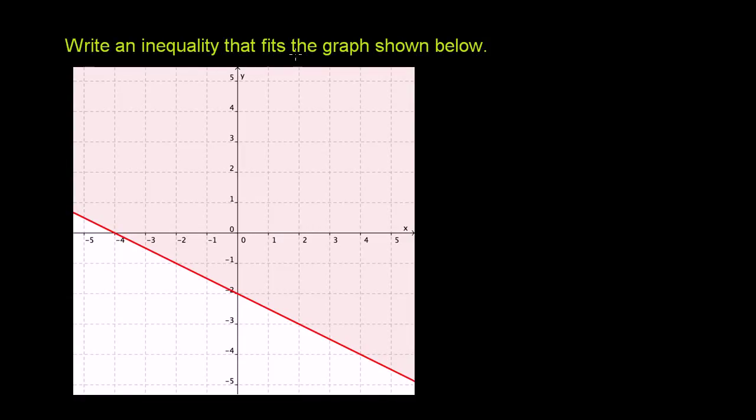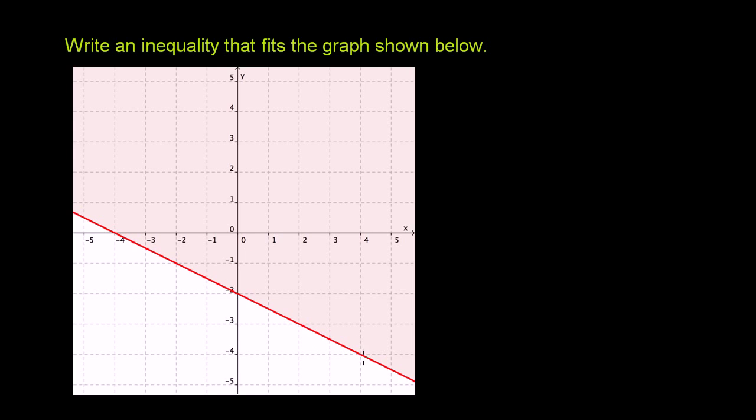Write an inequality that fits the graph shown below. So here they've graphed a line in red, and the inequality includes this line because it's in bold red. It's not a dashed line. And it's going to be all of the area above it. So it's all the area where y is going to be greater than or equal to this line.